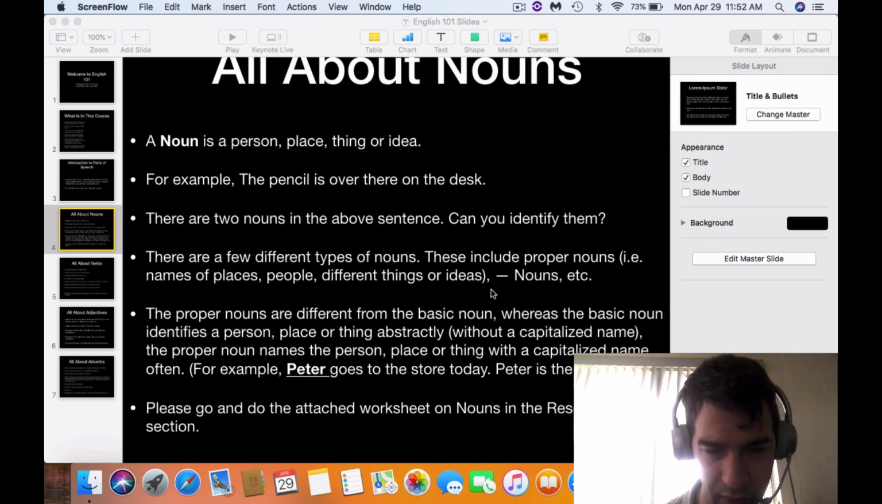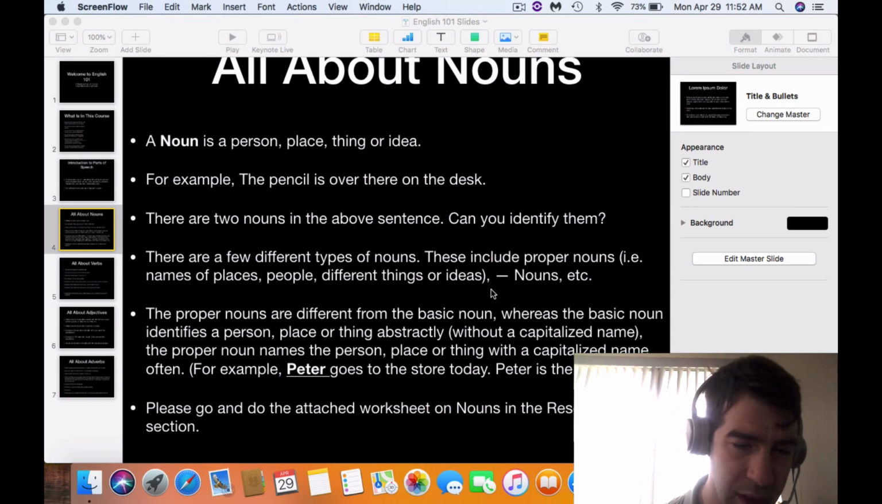If you need any more examples, I have a worksheet that is going to be attached in the resources section. Please go and do the attached worksheet on nouns in the resources. And if you have any questions, please feel free to consult the Q&A or the comments.